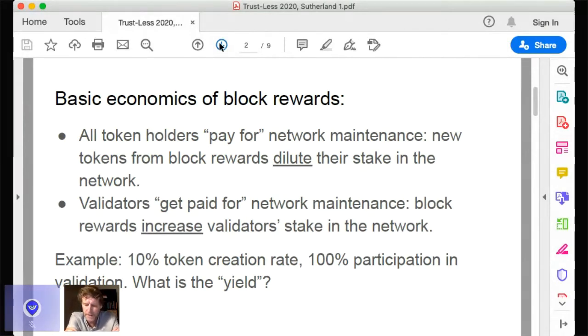So at the end of the year, what's the situation? What do we have? Well, everybody in that network will have 10% more tokens. So the question is, how has their position changed, and how would we describe that? Well, depending on how we use the word yield, we can indeed say that participating in validation in this system has yielded 10% more tokens for everybody involved.